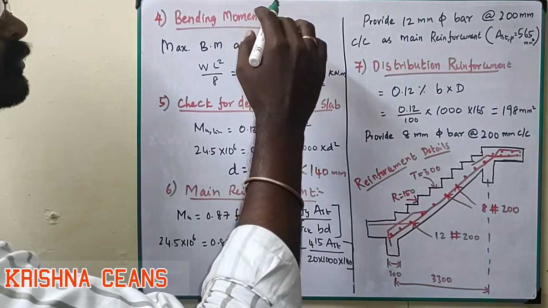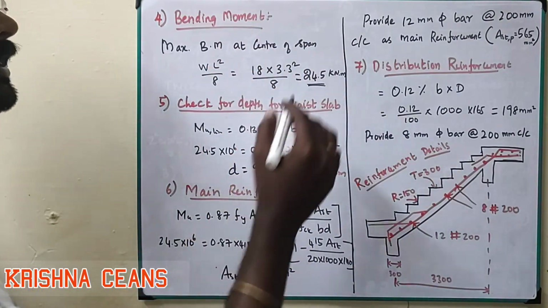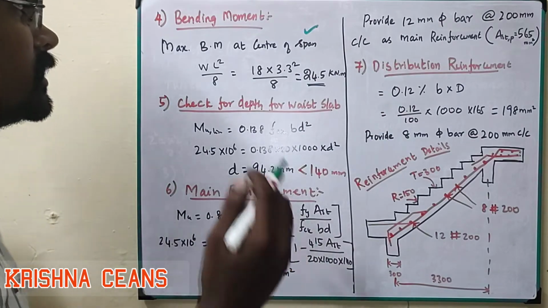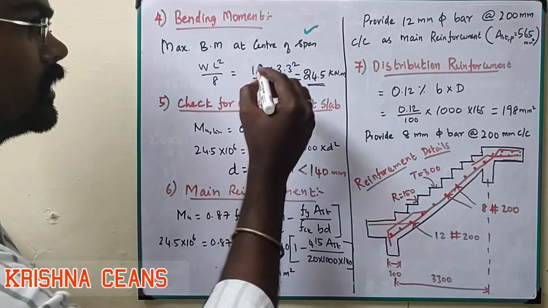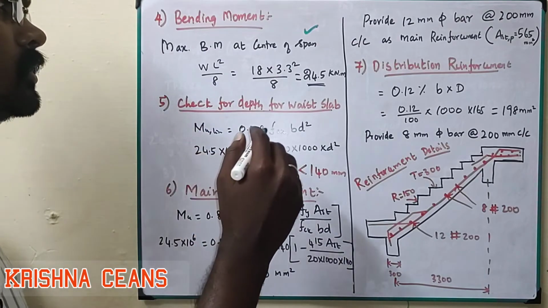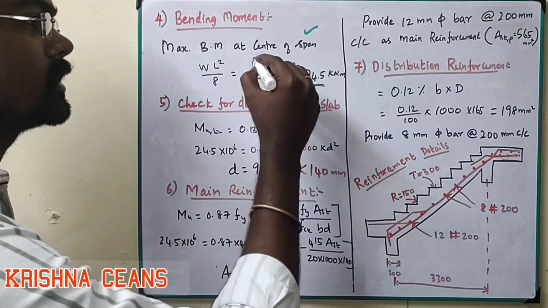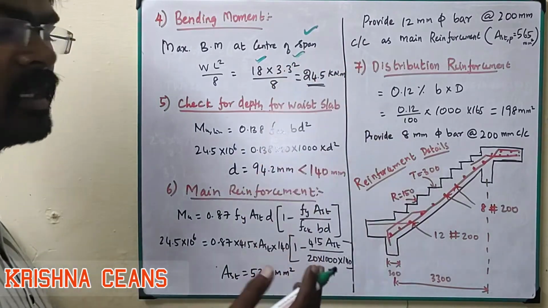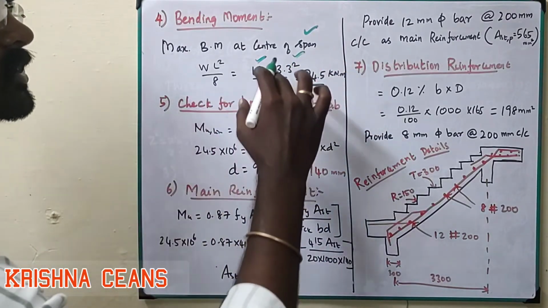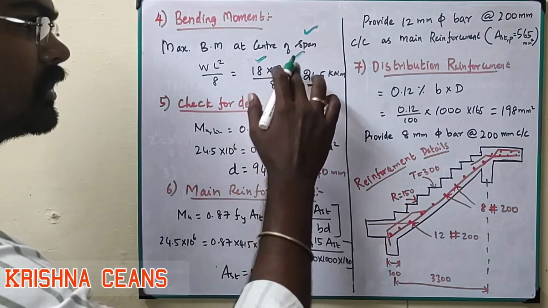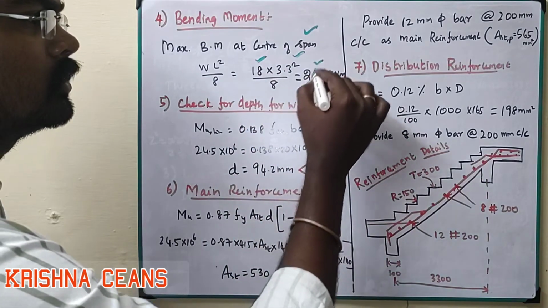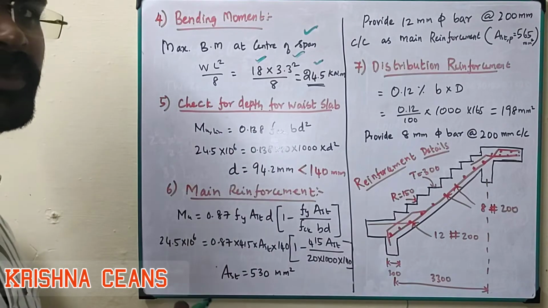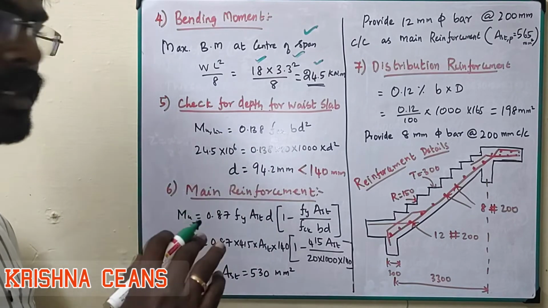Step number 4, bending moment. The maximum bending moment acts at the center of the span, so we consider WL square by 8. Here W is our total factored service load, 18 kN per meter. L is the going plus X plus Y that we calculated, 3.3 meter. So 18 into 3.3 square divided by 8, we get 24.5 kilonewton meter. That is our maximum bending moment.